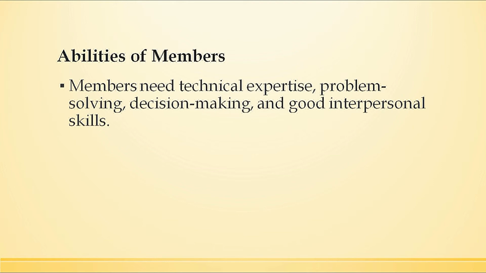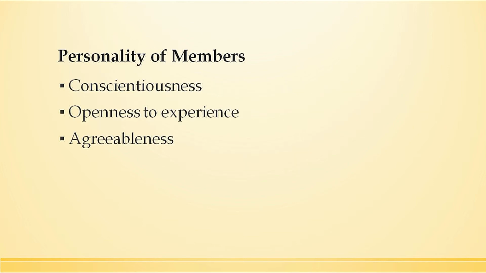Smart team leaders help less intelligent team members when they struggle with a task. But a less intelligent leader can neutralize the effect of a high ability team. Then we also have to look at the personality of the members. Conscientiousness, openness to experience, and agreeableness are related to the Big Five personality model.